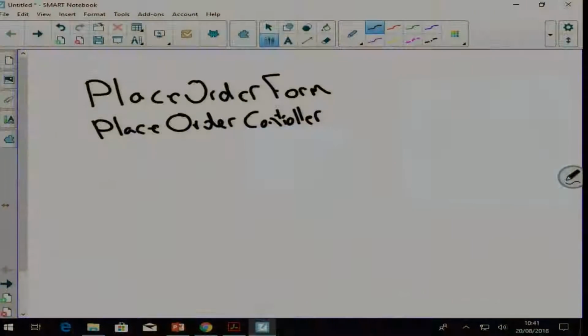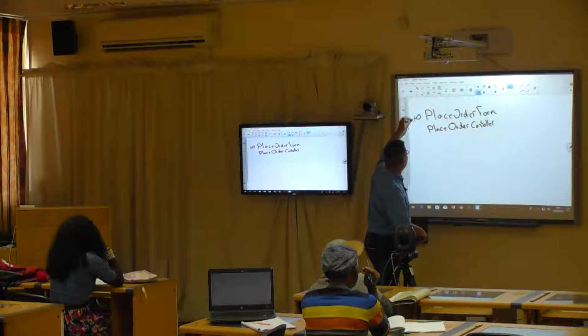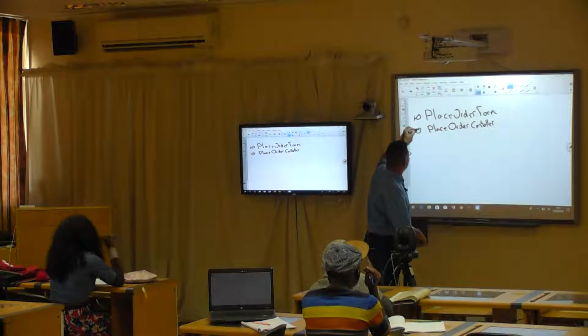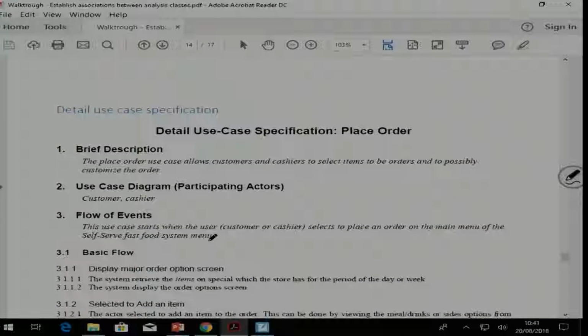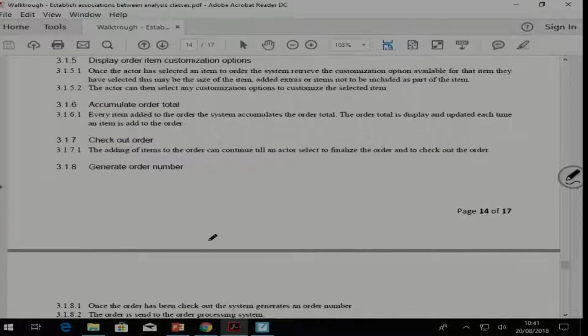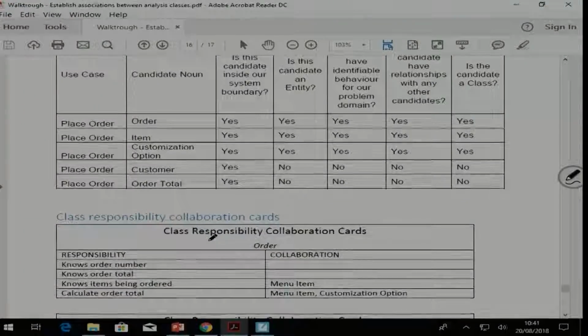So those are the two easy ones, the place order form and controller. What other classes do we have? This being boundary and control class. Entities. Where can we find the entities? In here we would probably have gone through the noun extraction and the CRC codes, and we would have discovered that we have the order, the item, and customization options.